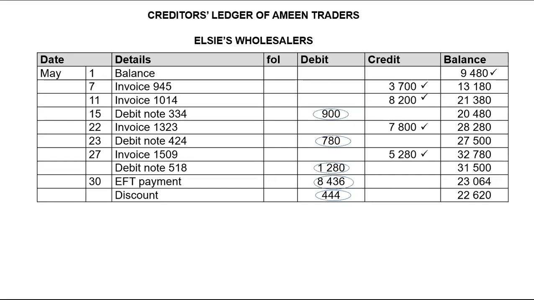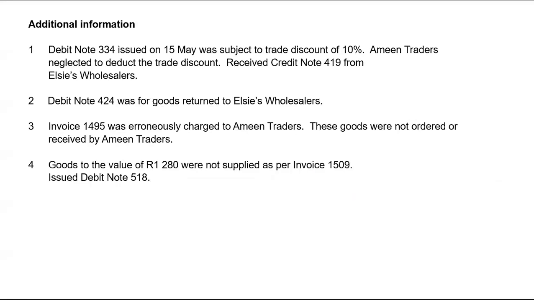But let's read additional information which will guide us. Firstly, notice this. Mistakes made by us, we are going to correct them in the creditors ledger. Mistakes made by the creditor, we are going to correct them in the creditors reconciliation statement. But when we prepare the creditors reconciliation statement, we are going to prepare it as though we are LC wholesalers. You got that? Now let's read from number 1 as to who made a mistake.